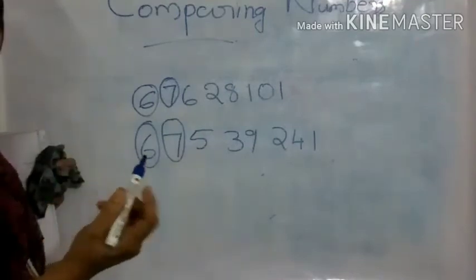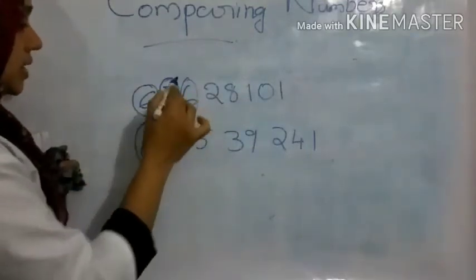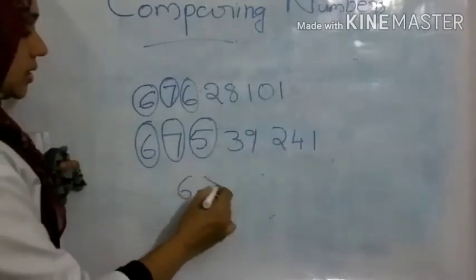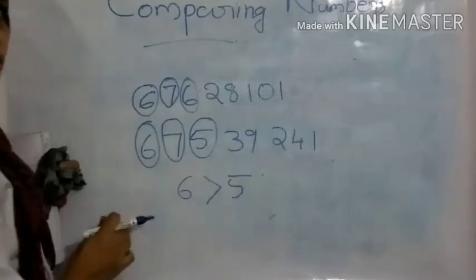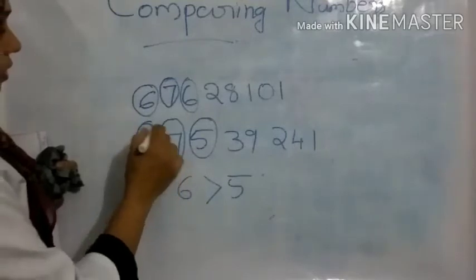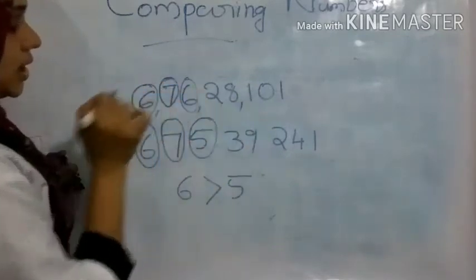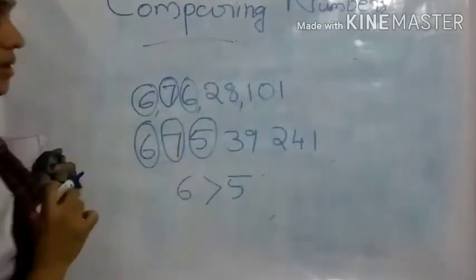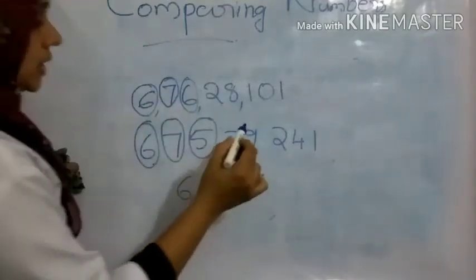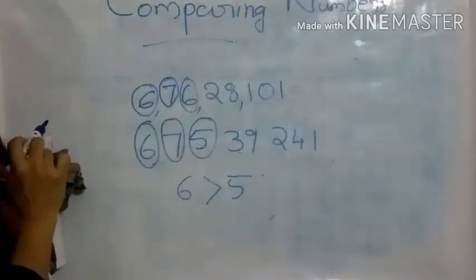Then what can we do? Take the next digit. Which one? Here 6, here 5. Which one is greater? 6 is greater than 5. We know 6 is greater than 5. So we can say that 6,76,28,101 is greater than 6,75,39,241.